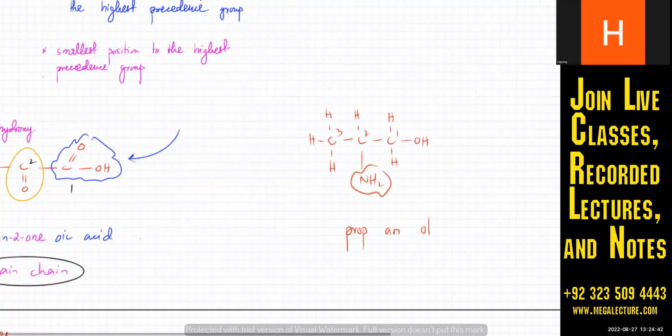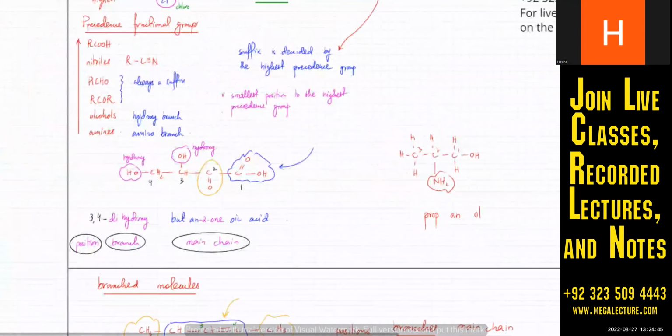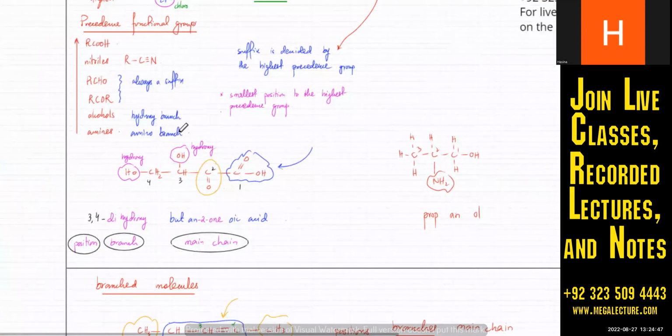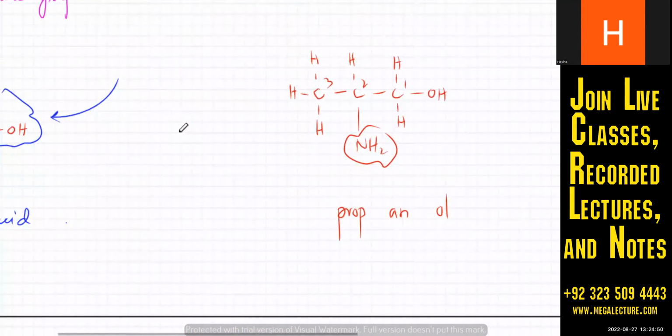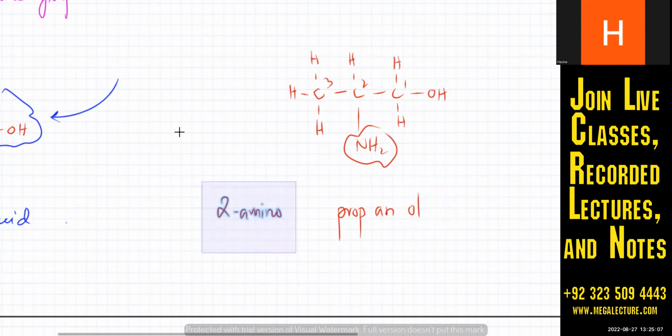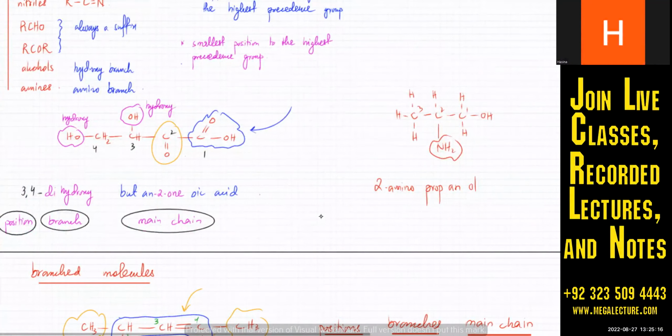The amine will become a branch now. If amine is a branch, it's called an amino branch. So this will be 2-amino. So it's going to be 2-amino propanol. So the alcohol is always a branch unless it is the highest precedence group. Is that clear? Yes, sir.